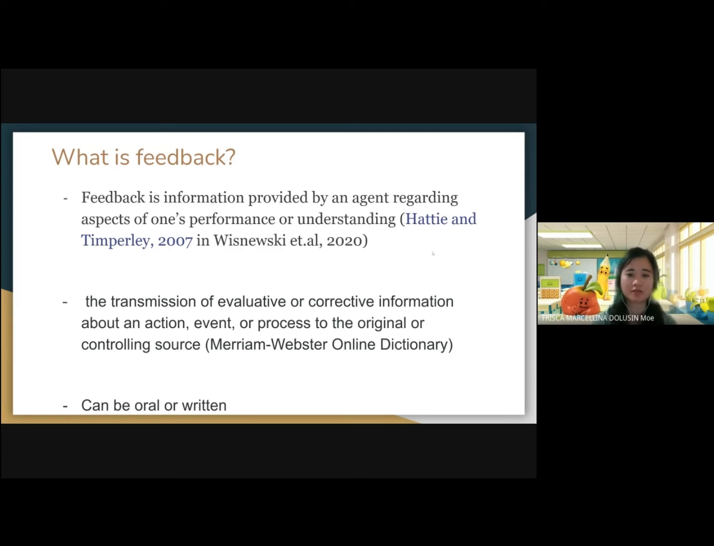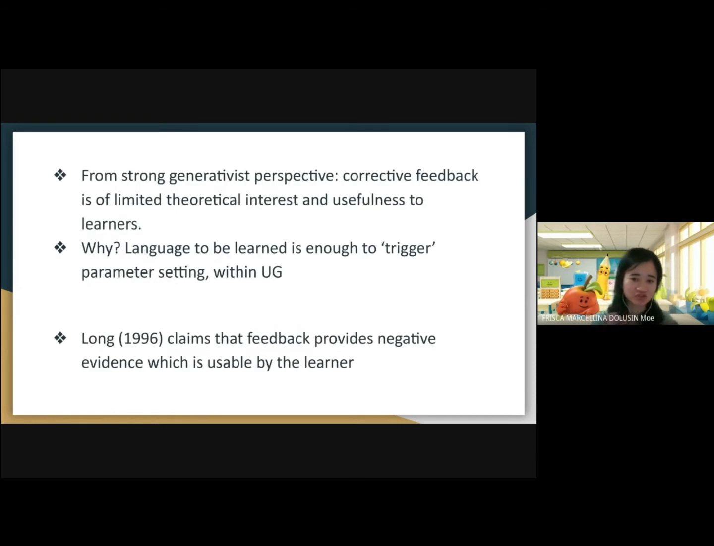And feedback can be either oral or written. Okay, so from a strong generativist perspective, corrective feedback is of limited theoretical interest and usefulness to the learners. Why? Because according to universal grammar, the language to be learned is enough to trigger the parameter setting, meaning the feedback doesn't really contribute anything to the language development. But then Long in 1996, in his interaction hypothesis, claims that feedback provides negative evidence which is usable by the learner.